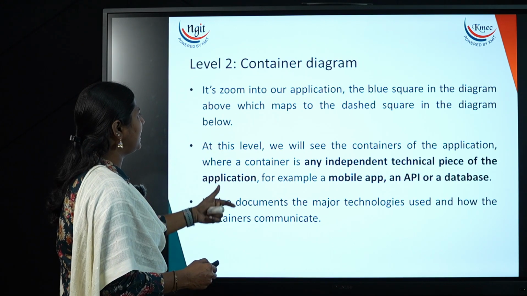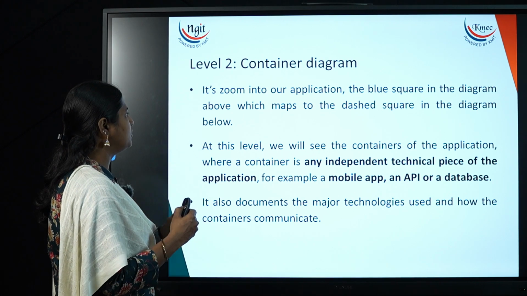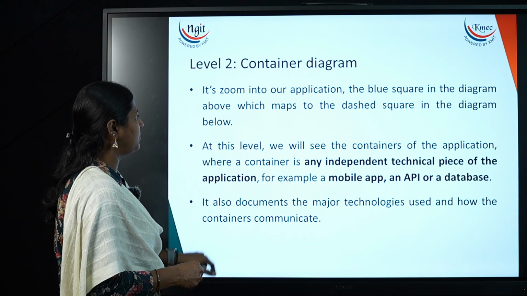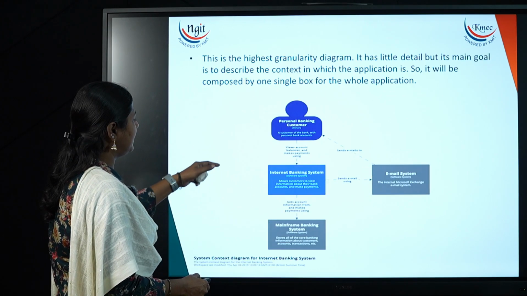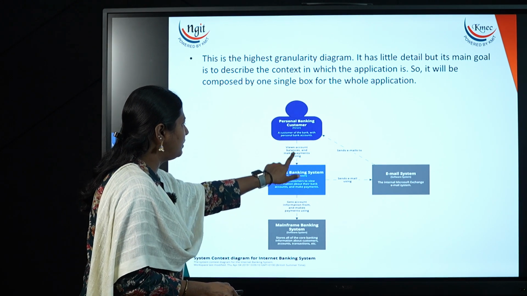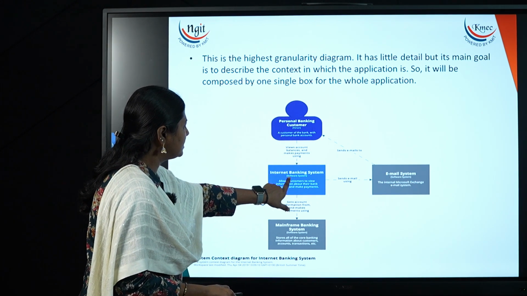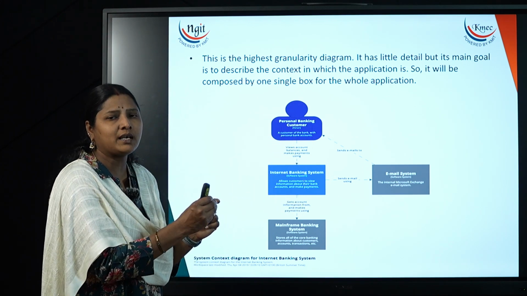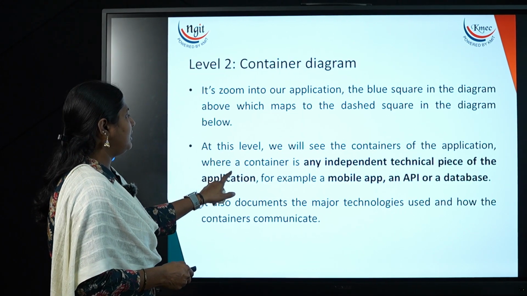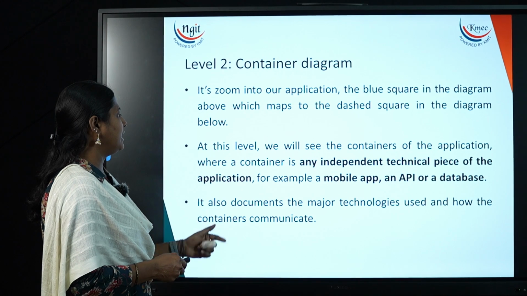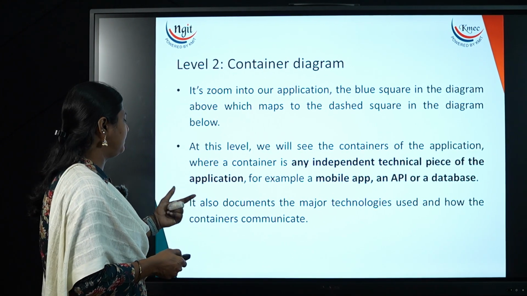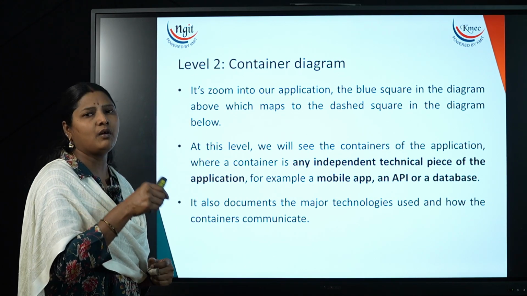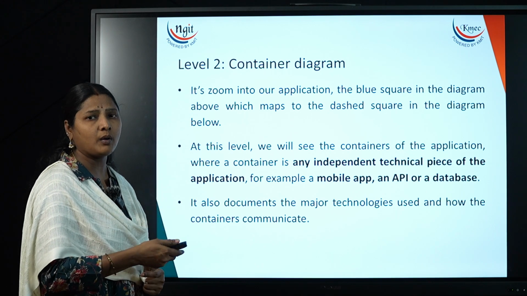The same thing here we can see in the container diagram. The container diagram is nothing but a zoom into our application. The blue squares in the diagram above map to the dashed squares in the diagram below. Whatever is in blue here is mapped with this. These are personal details of the customer which map to the internal banking details, so that they can clearly zoom in and understand the individual customer information. This level shows the containers of an application, where a container is any independent technical piece of an application. This is helpful for viewing each and every level of the module, and you can make documentation of those views.